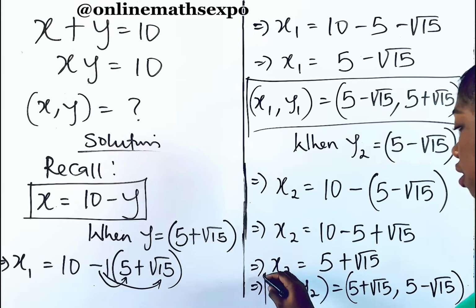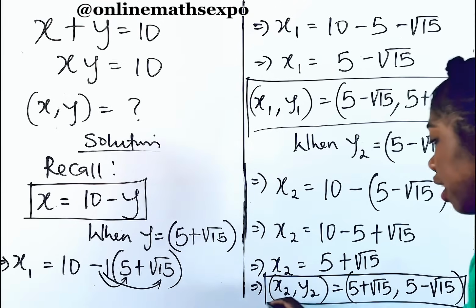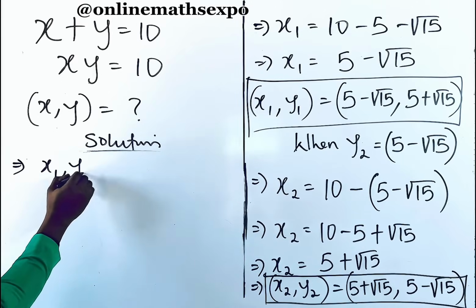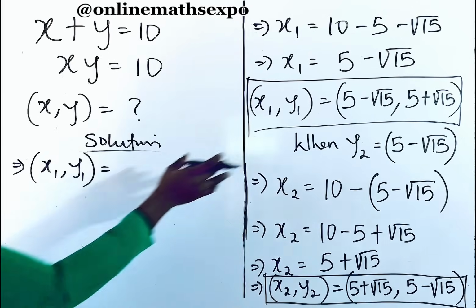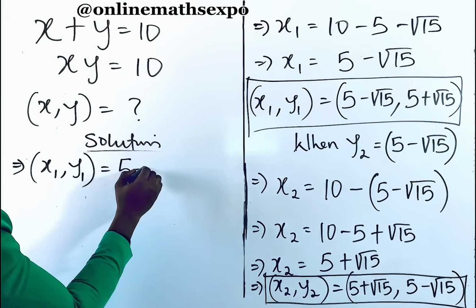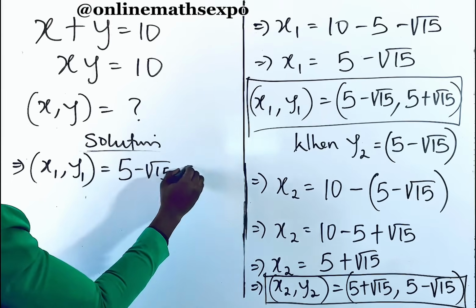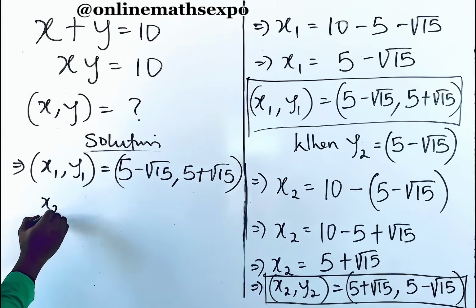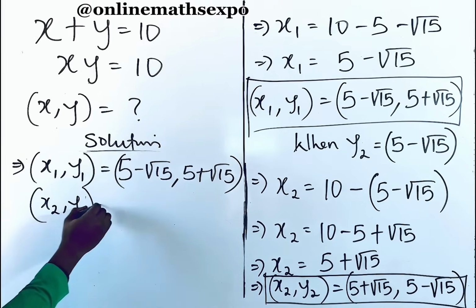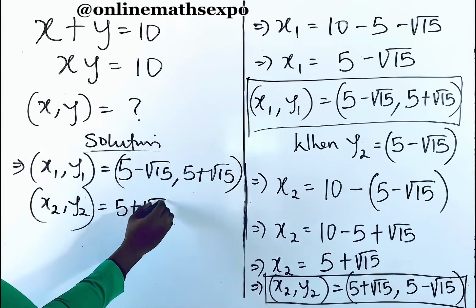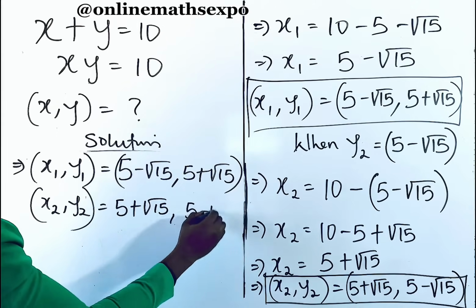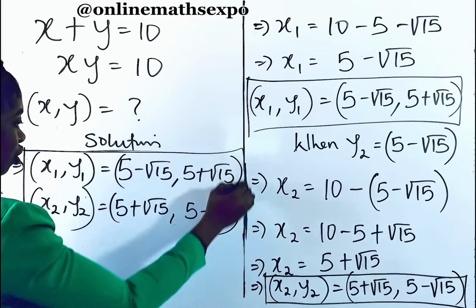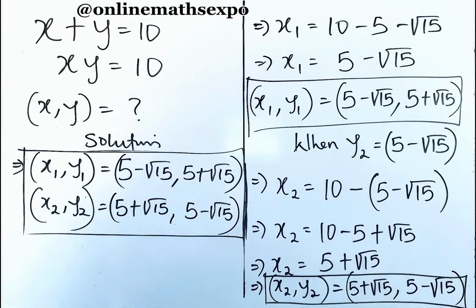Now these are the values. So if you gather this together, we are going to have the first value of x and its corresponding y is this. We have 5 minus root 15 and 5 plus root 15. Then the second set is what we have. We have 5 plus root 15 and 5 minus root 15. This is what we have, and this is the solution to this system of equations.